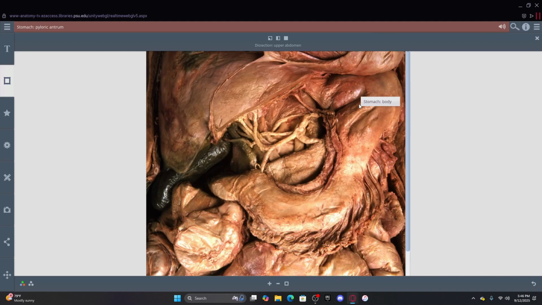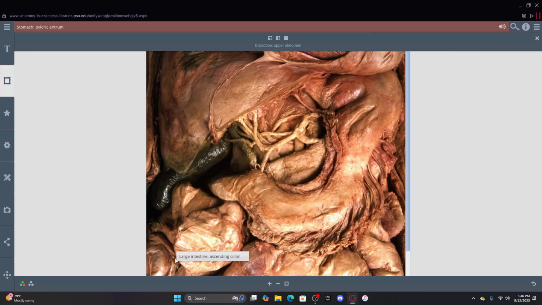Okay. We have the stomach. We have the fundus of the stomach, in this general region, and then we have the body of the stomach, and the pyloric sphincter is right here. The pyloric sphincter is the point where food goes from the stomach into the small intestine, the duodenum, which is the first portion of the small intestine. So the pyloric sphincter is that turning point from the stomach to the duodenum.